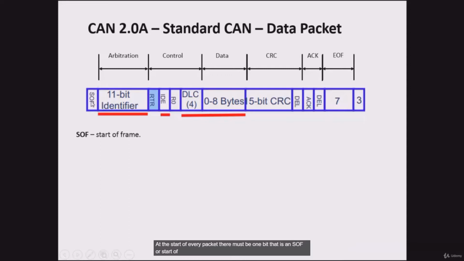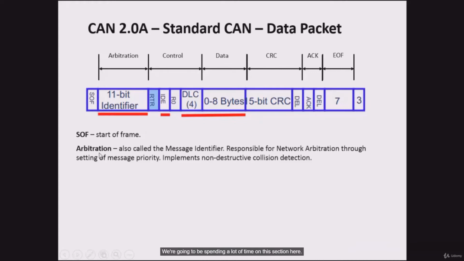SOF, start of frame. At the start of every packet, there must be one bit that is an SOF or start of frame bit. Then there's arbitration. We're going to be spending a lot of time on this section here, this part of the data frame, because by far it's the most important part of this data frame. It does some complex stuff that we need to understand CAN bus.